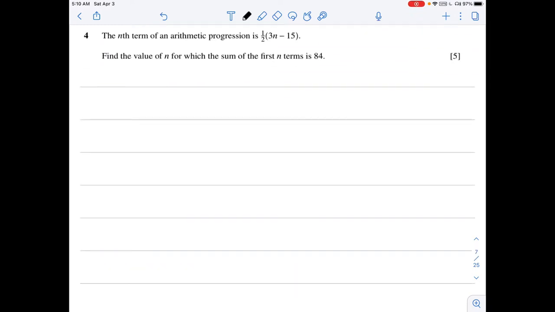Now question number 4. The nth term of an arithmetic progression is given. Find the value of n for which the sum of the n terms is 84. The nth term is given as 1 upon 2 times 3n minus 15. I want the first term, so n is equal to 1. So 1 upon 2 times 3 times 1 minus 15. It becomes minus 6, which is a.